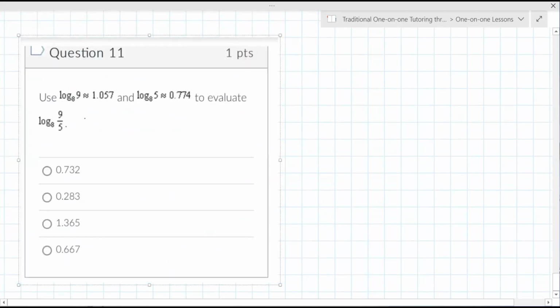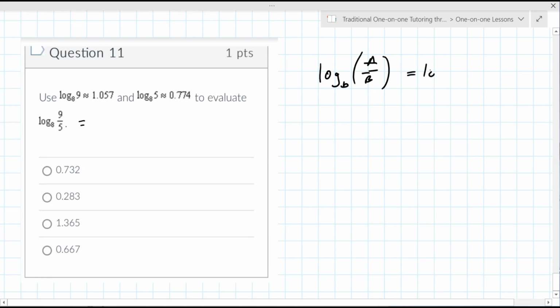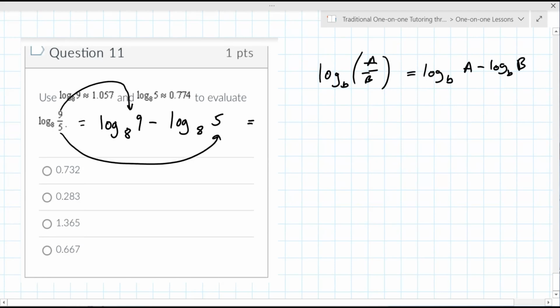They want you to use the same property that I just mentioned. Sorry, this actually does work, but the property they want you to use here is that log base b of a over b equals log base b of a minus log base b of b. So they want you to rewrite this expression as log base 8 of 9 minus log base 8 of 5. Do you see how the numerator came here and the denominator came here? Yes. And then they want you to substitute the numbers 1.057 minus 0.774. Okay. And if you do that, you do get 0.283.